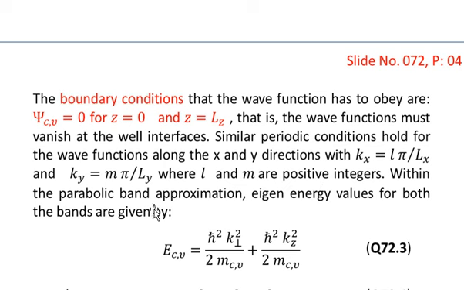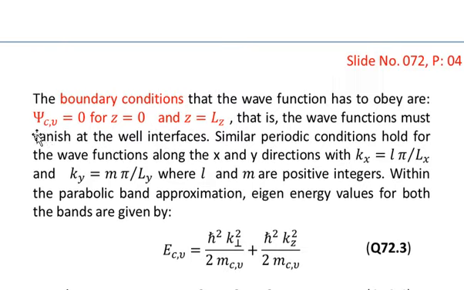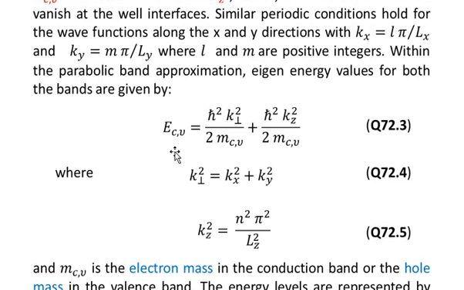integers. Within the periodic band approximation, eigenenergy values for both the bands, that is for the conduction band and for the valence band, we can write the energy, that is the eigenenergy of the system. So we have E subscript CV. For example, we are representing the wave function as psi with subscripts C and V. Similarly, we are writing down the eigenenergy with a subscript C and V. So E subscript CV is equal to h bar square k perpendicular square over 2 mCV plus h bar square kz square over 2 mCV.